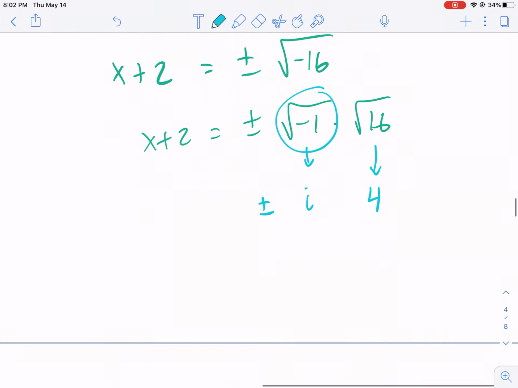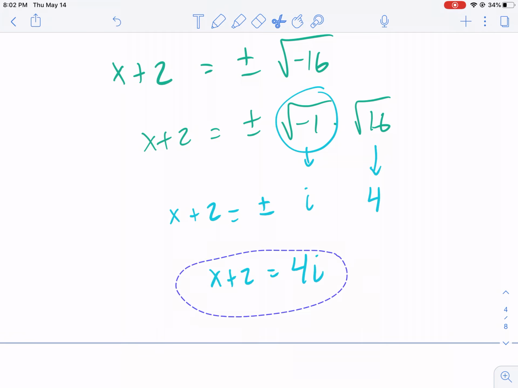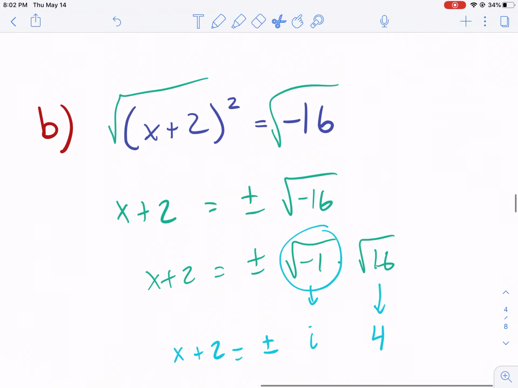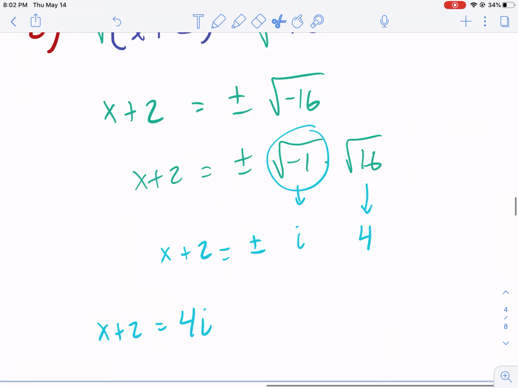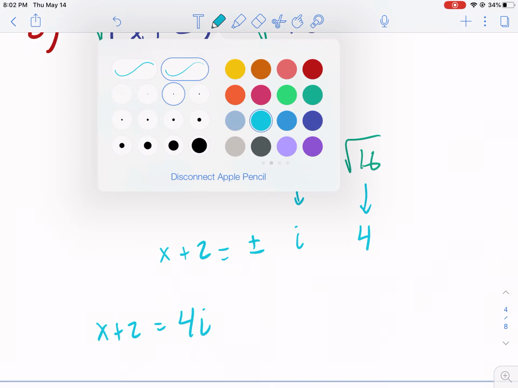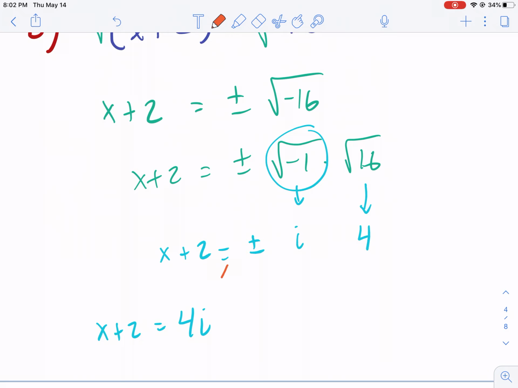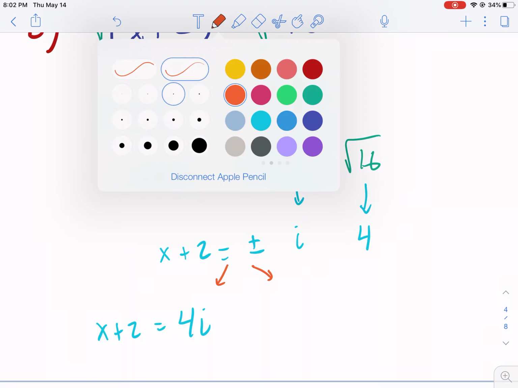So we have plus or minus, and then we have x plus 2 equals that. So let me write it. x plus 2 equals positive 4i. This is where we need to split. Most of the time when we have a binomial and we take the square root of it, we're going to have to split here. Okay, so we split this into x plus 2 equals 4i, and then x plus 2 equals negative 4i.